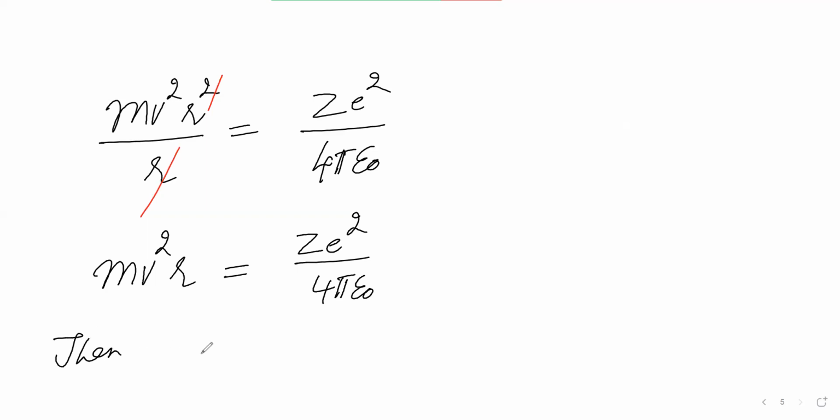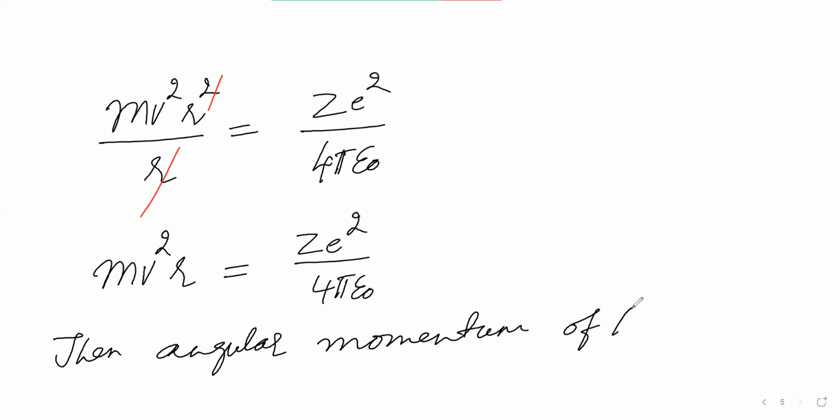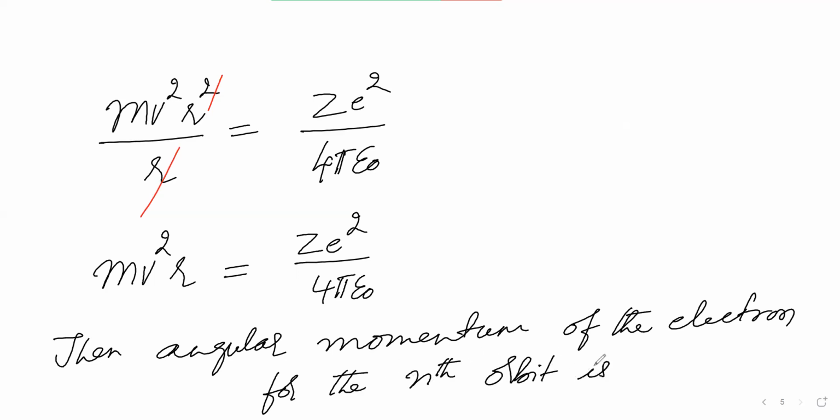Then angular momentum of the electron for the nth orbit is L equals mvr equals n into h divided by 2 pi.